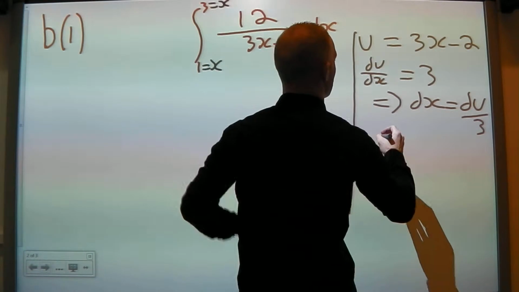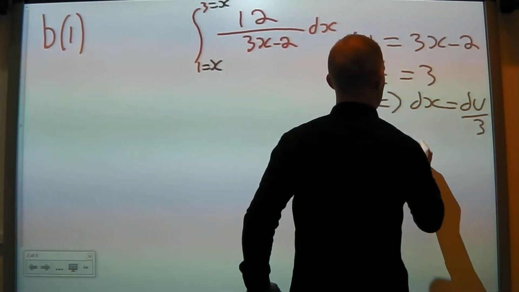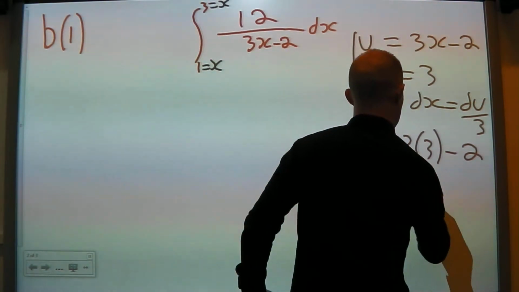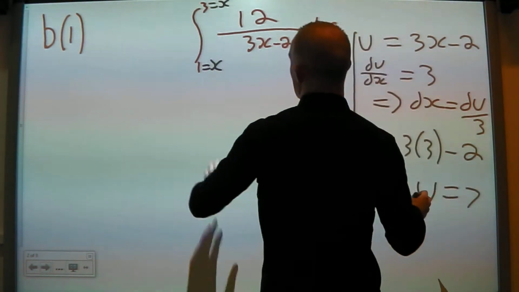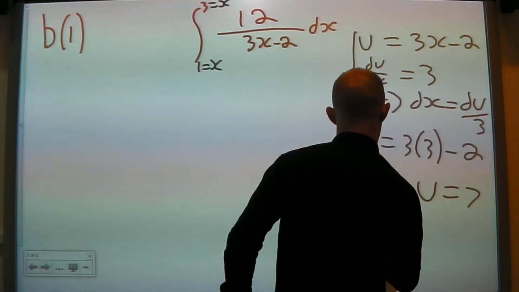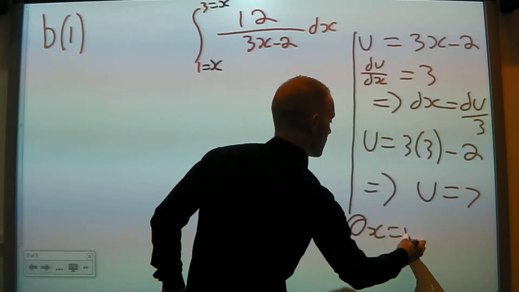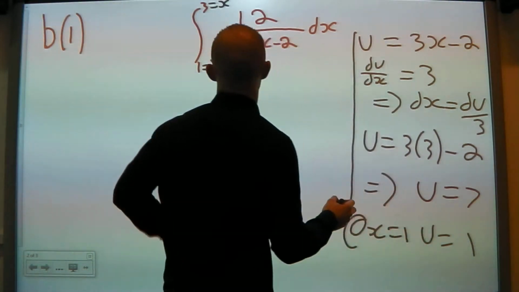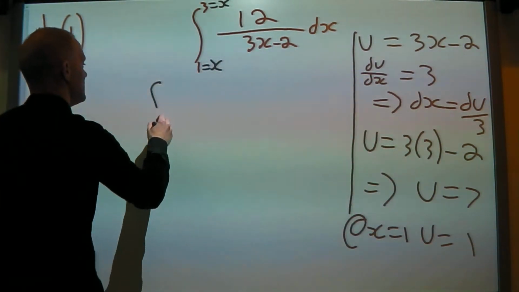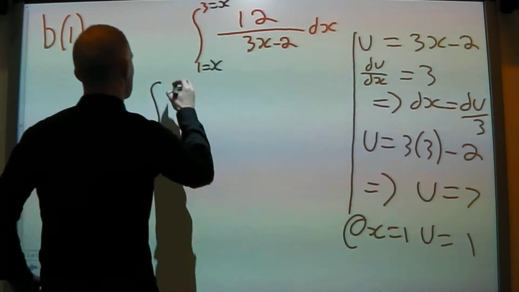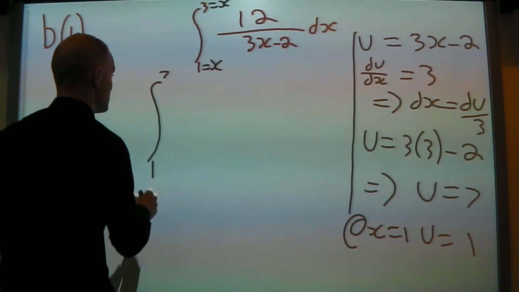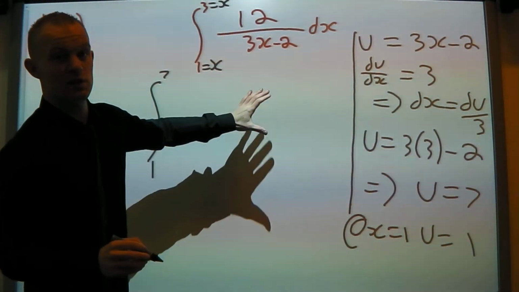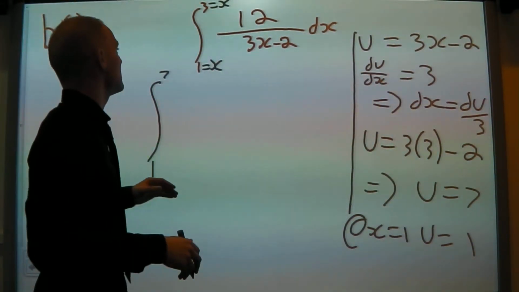So when x is equal to 3, u is equal to 3 times 3 minus 2, that implies u is equal to 7, and at x equal to 1, u is equal to 3 times 1 minus 2, u is equal to 1. So we're going to change these now in a second. So that's the same as the integral from 7 to 1. So here you won't get mixed up. If these were in terms of x and the right hand side in terms of u, some of you would get mixed up and make that mistake.